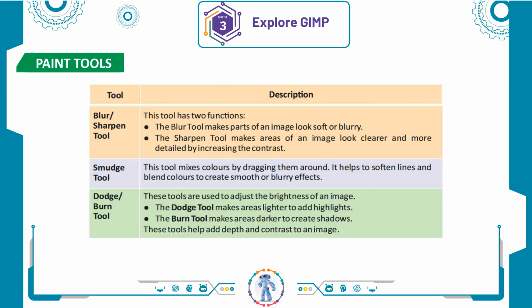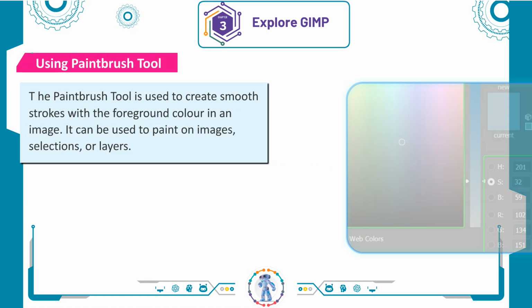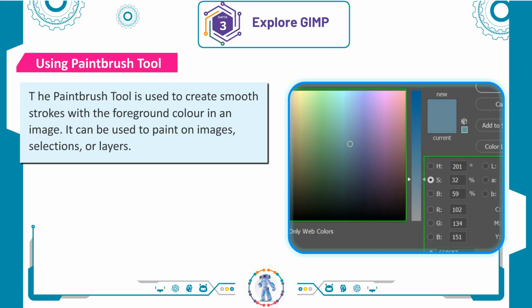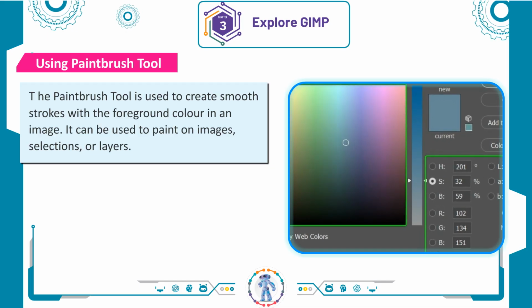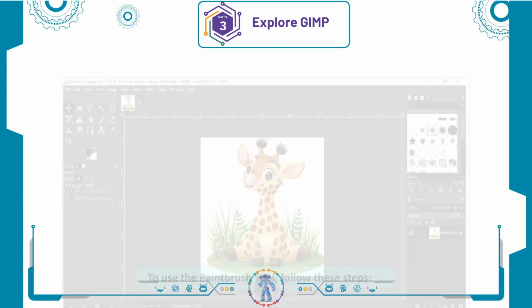Dodge burn tool. These tools are used to adjust the brightness of an image. The dodge tool makes areas lighter to add highlights. The burn tool makes areas darker to create shadows. These tools help add depth and contrast to an image. Using Paintbrush tool. The Paintbrush tool is used to create smooth strokes with the foreground color in an image. It can be used to paint on images, selections, or layers.